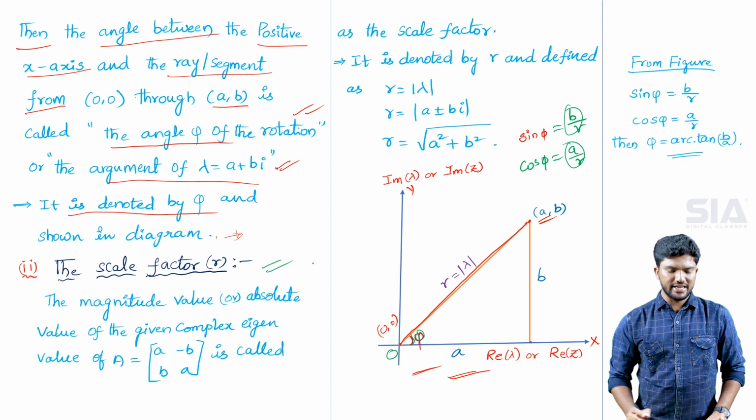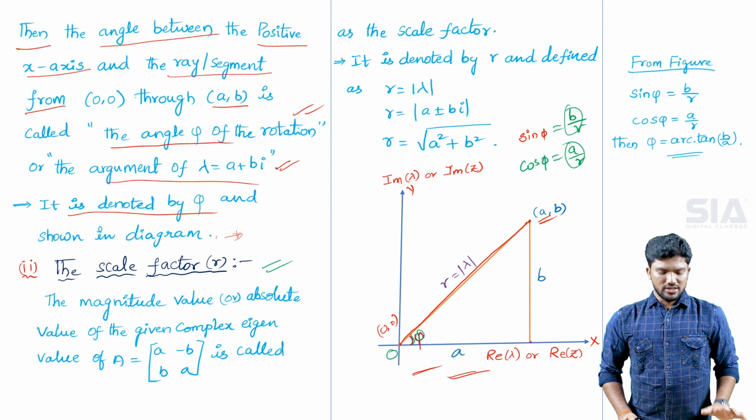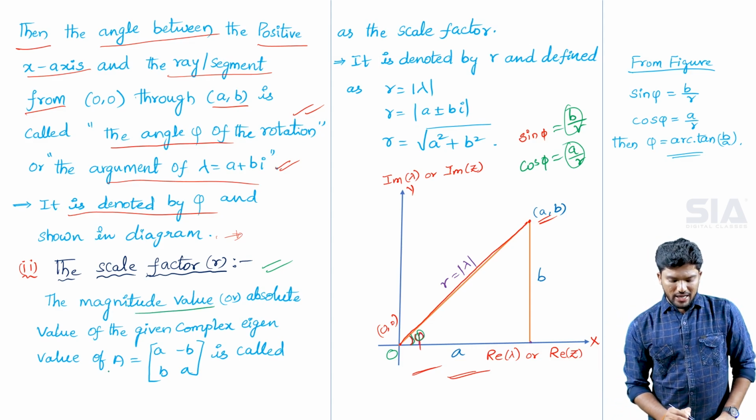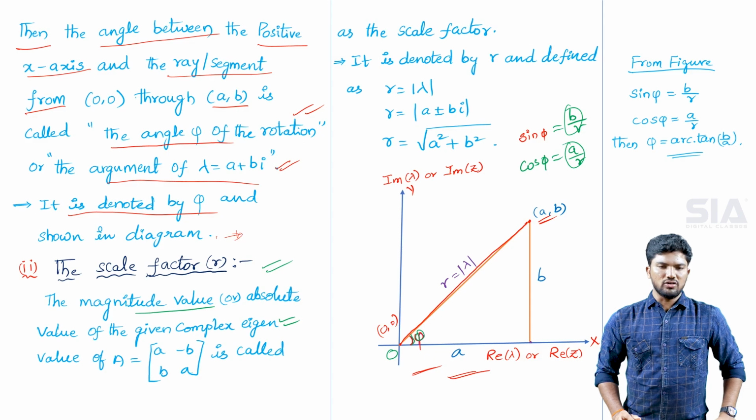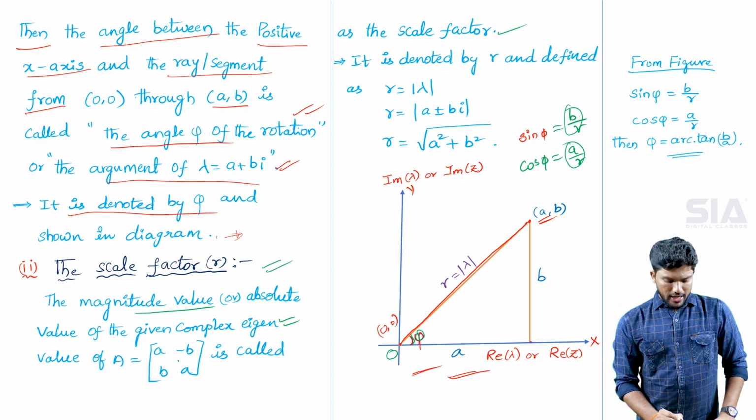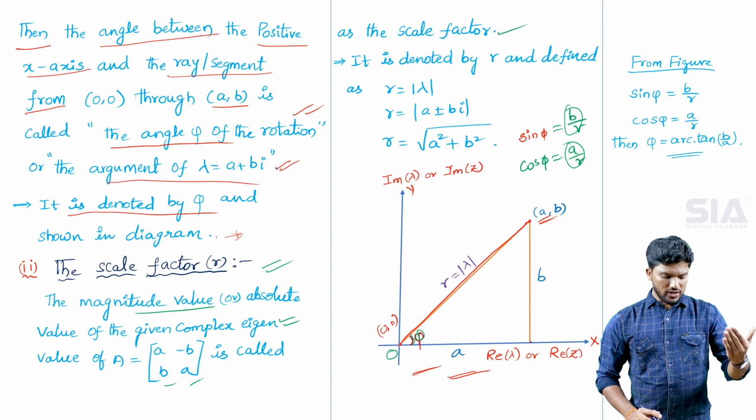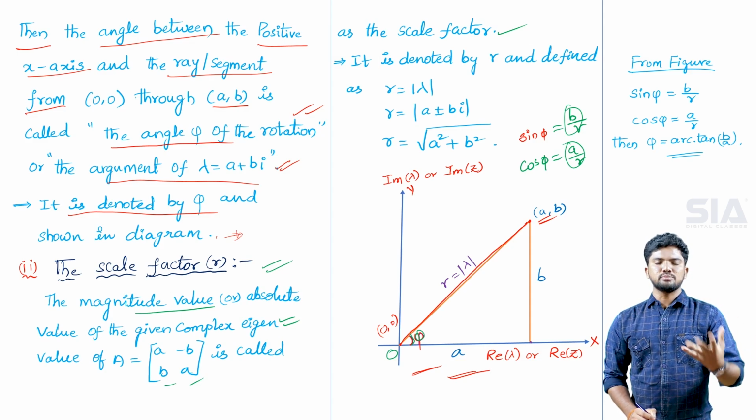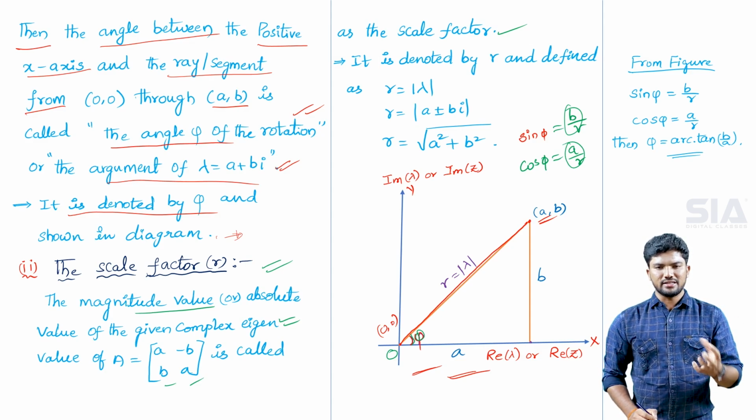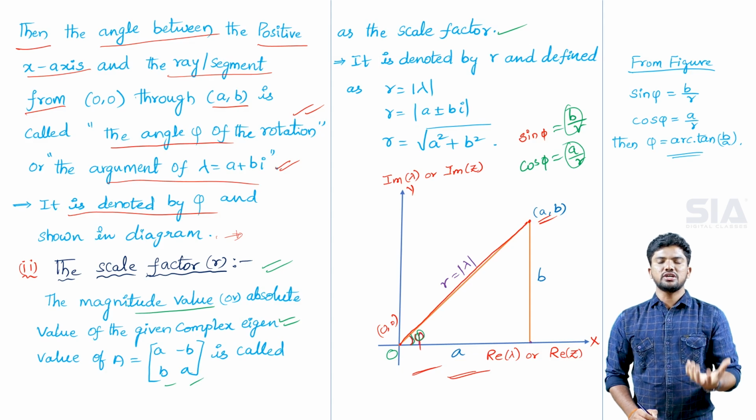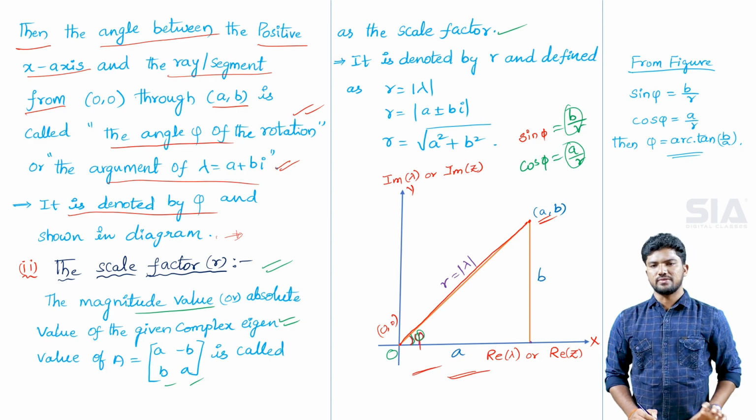The next definition is the scale factor. The magnitude value or absolute value of the complex eigenvalue of capital A, a minus bi, is called the scale factor. So here you know the magnitude value or absolute value. Magnitude is nothing but the perfect value, and absolute value is nothing but the modulus value.